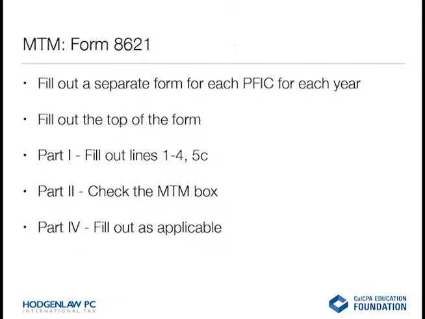All right, now let's take a look at how you actually fill out the forms. And we're going to be using the same example here. You're going to be filling out a separate form for each PFIC for each year. At the top of the form, you list your name and information and the PFIC's name and information. Part 1, this is an informational section only. You fill out lines 1 through 4 and 5C. Part 2, you'll check the mark-to-market election box. And Part 4 is where you actually put the mark-to-market information. So you'll fill that out based on the numbers that we've talked about.